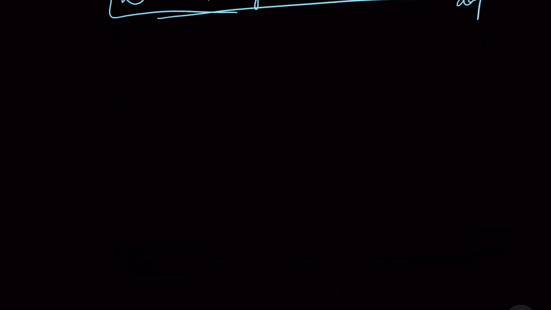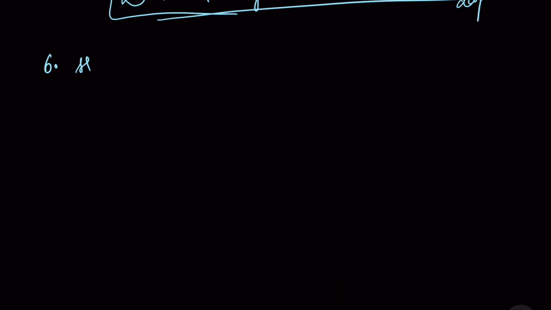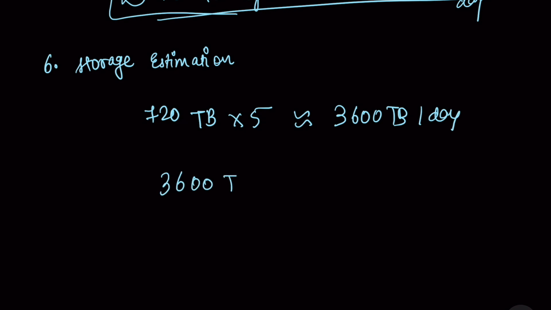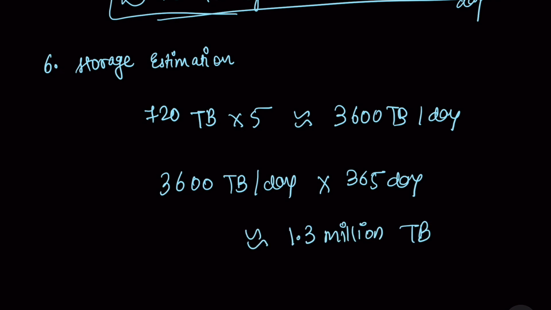And now if we calculate the storage estimation, storage per day would be 720 terabyte multiplied by 5. This would equal 3600 terabyte per day, and for per year we will say 3600 terabyte per day multiplied by 365 days, and this would approximate to 1.3 million terabyte. So this is the storage estimation.